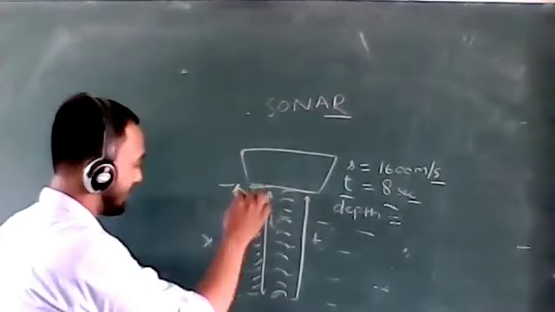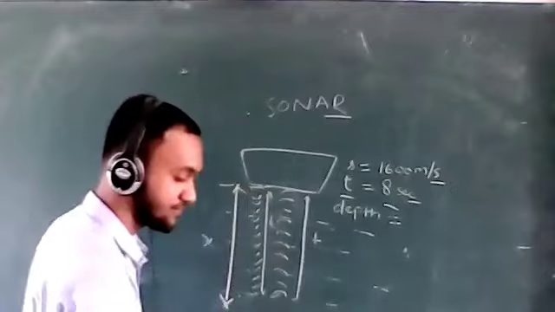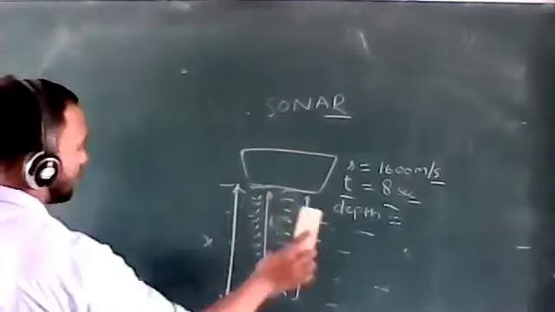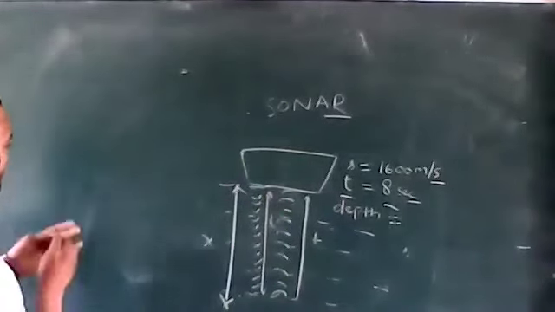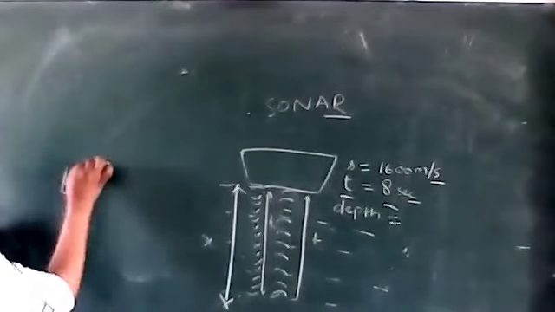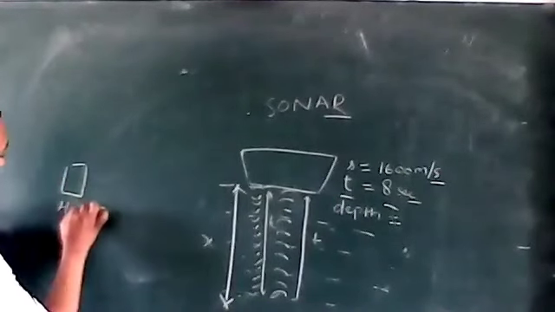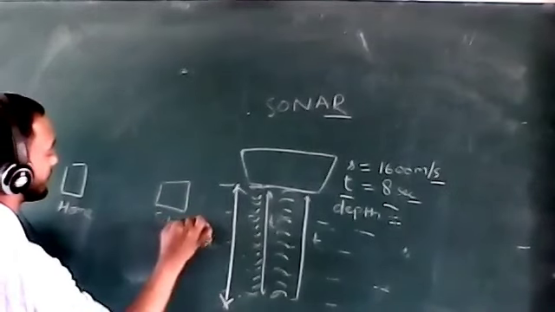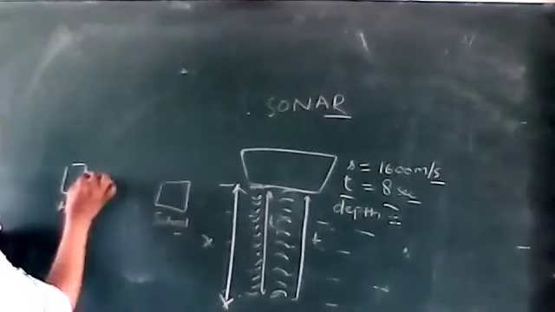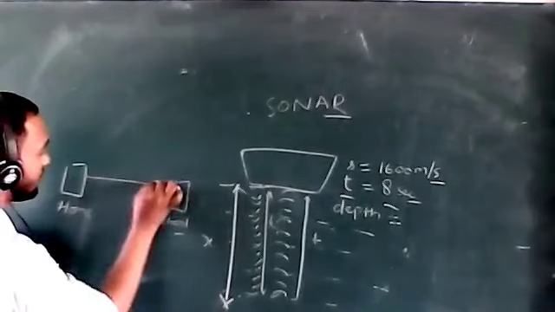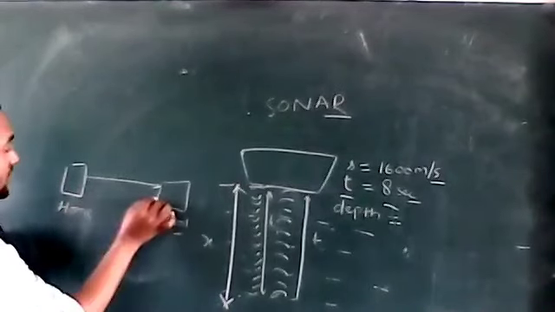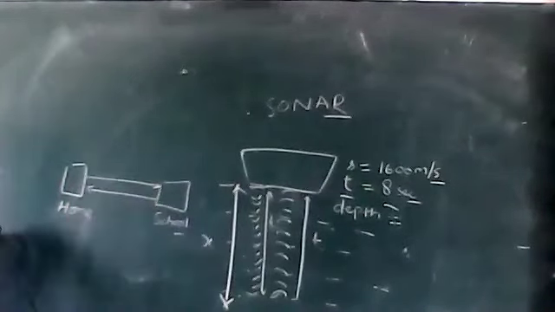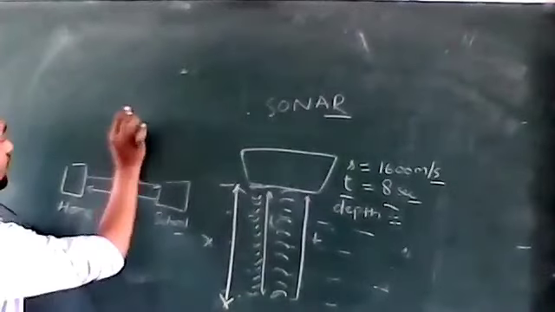See, the total time taken we have to calculate. I am giving you one more example here. Suppose you go from home to school, and you return from school. The total time taken is 4 hours.